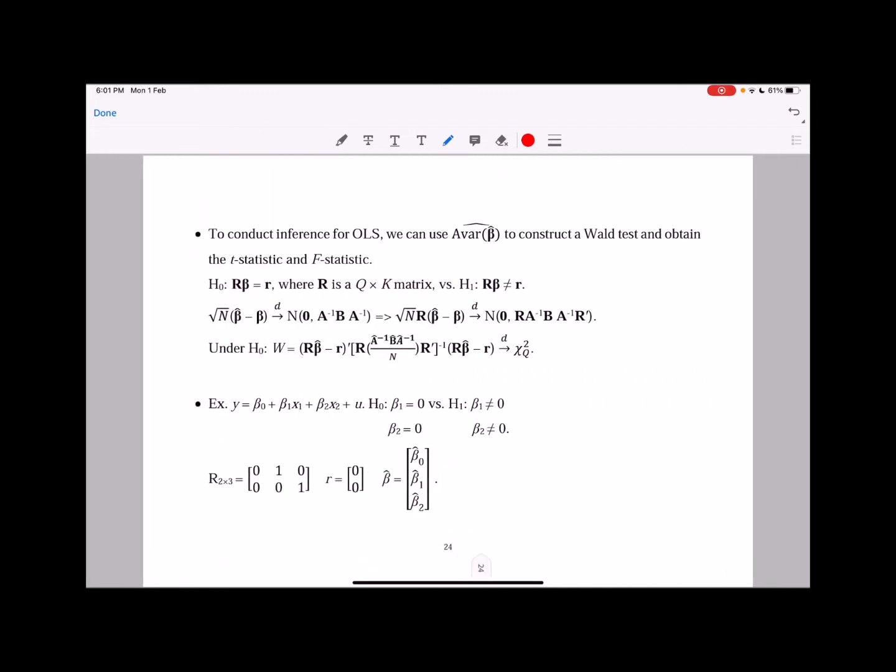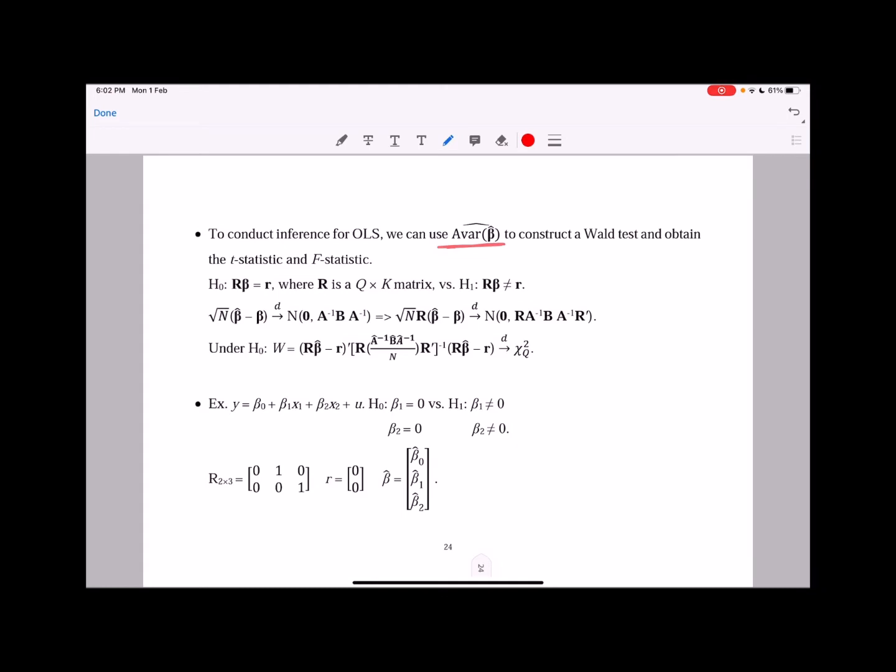So let's see. Now we know we have the tool, we have the Wald test, and we know how to calculate the Wald statistic. Let's go back to the OLS case. Say we want to conduct inference for OLS and calculate the Wald statistic. First of all, we needed the variance of beta hat, which we already have. Then we can use it to construct a Wald test.